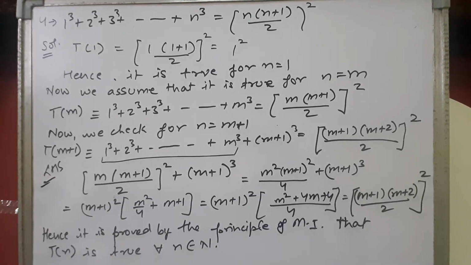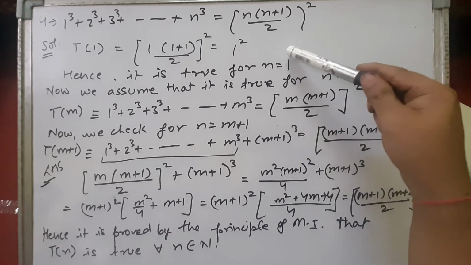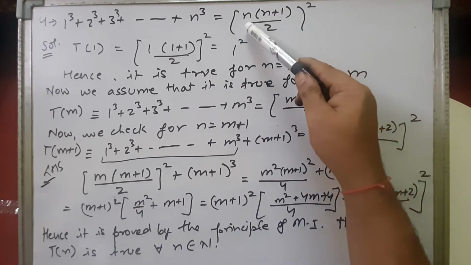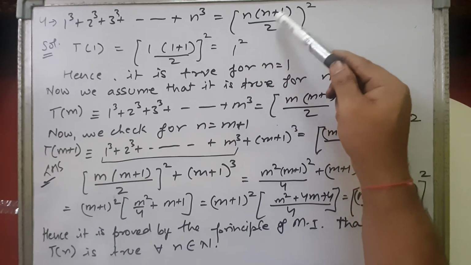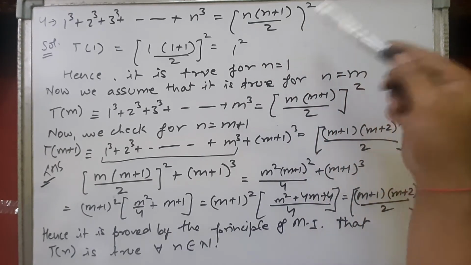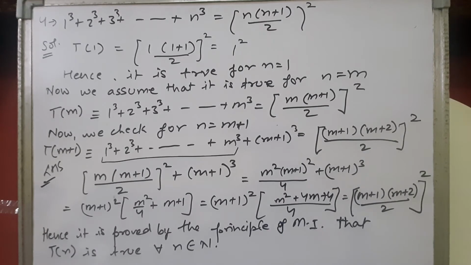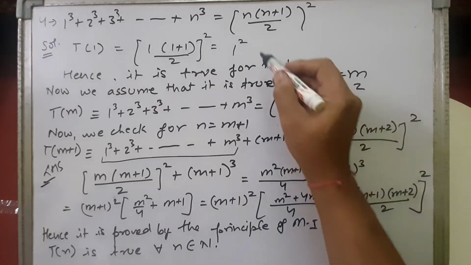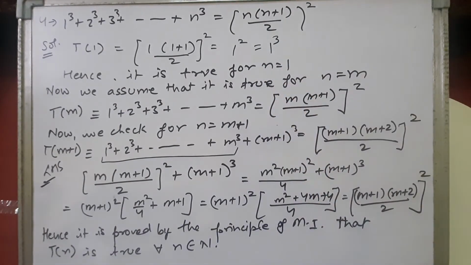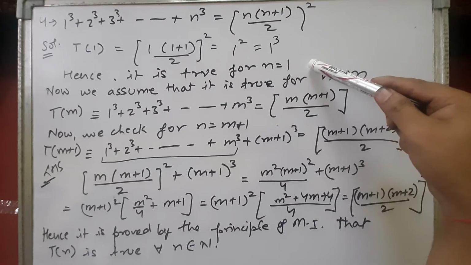This is what we do using the principle of mathematical induction. First we check for 1, then m, and then m + 1. We prove that it is true for m + 1. Same thing we are doing here. First we are checking for n = 1. So when we put 1 here, you can see that 1 into (1 + 1) is 2, 2 upon 2 will be 1, and 1 is squared. So 1² is 1, and this can also be written as 1³, because 1 to the power n is always 1. So now we can say that hence it is true for n = 1.